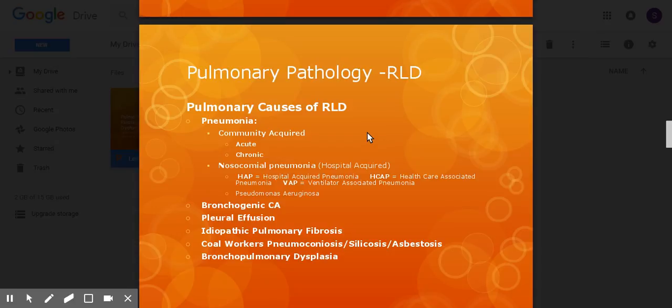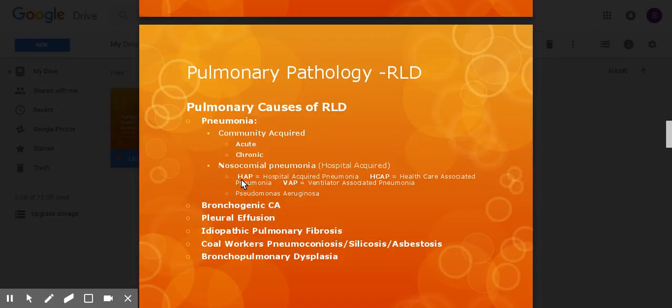The first pulmonary cause of restrictive lung dysfunction that I want to discuss is pneumonia. Pneumonia is categorized in several different ways. The first being whether it was acquired in the community or whether it was acquired in the hospital. A hospital-acquired pneumonia is referred to as nosocomial infection or nosocomial pneumonia.